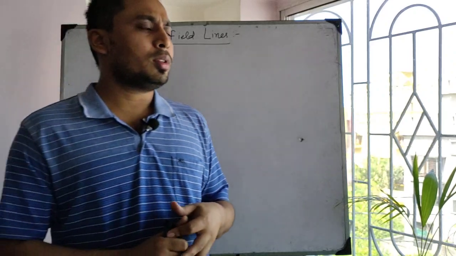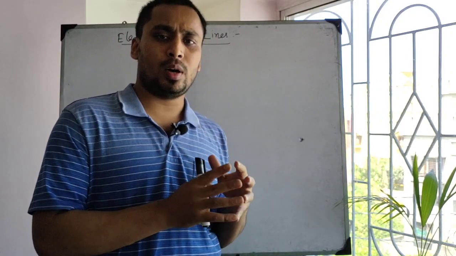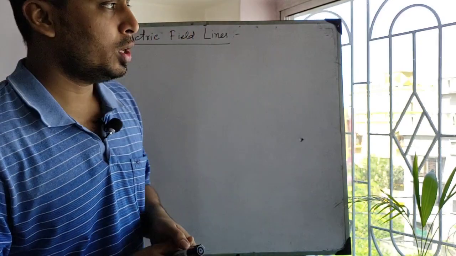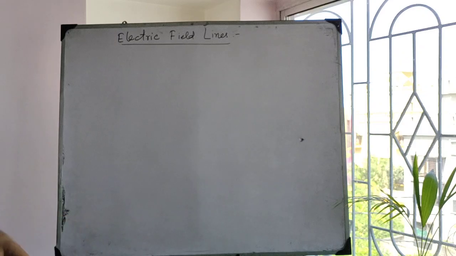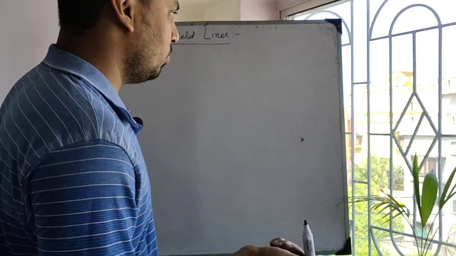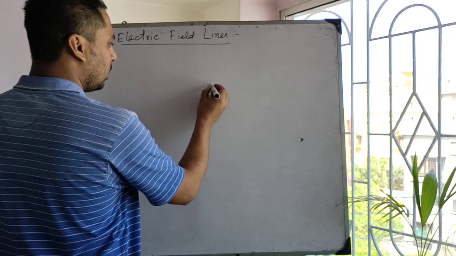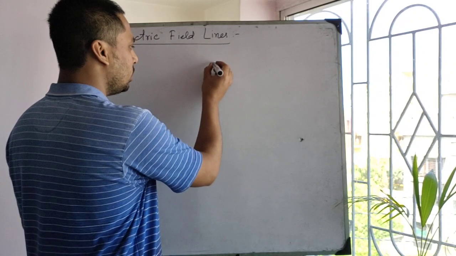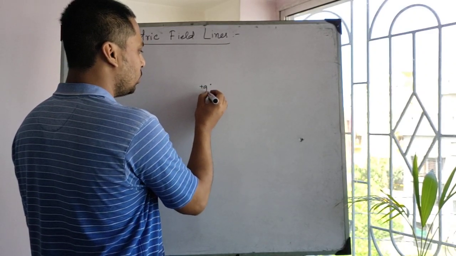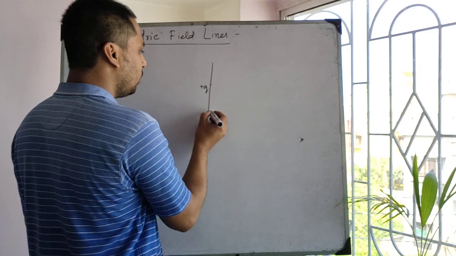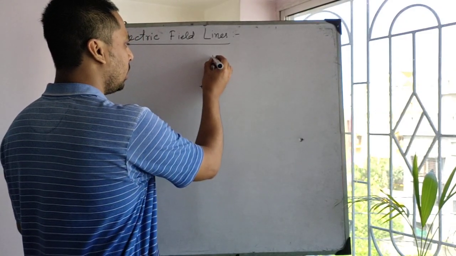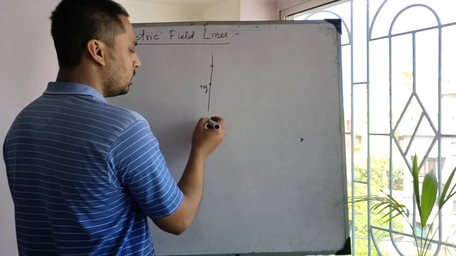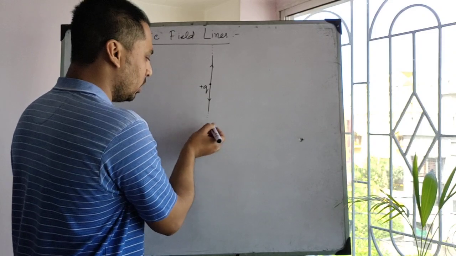Electric field lines are imaginary lines which start from a positive charge and go up to infinity or terminate on a negative charge, and they never form closed loops. So for an isolated unit positive charge, suppose this is a plus q charge, then the electric field will start from this point and go up to infinity. The dotted line denotes that it goes up to infinity.